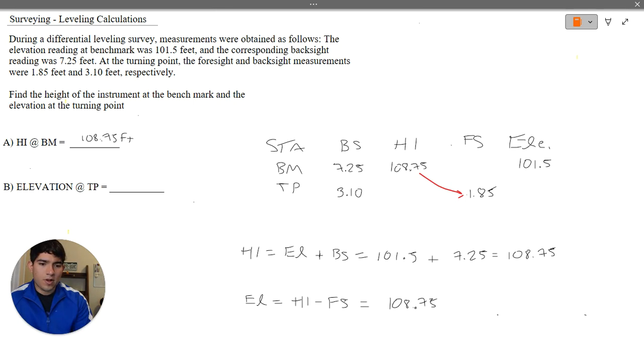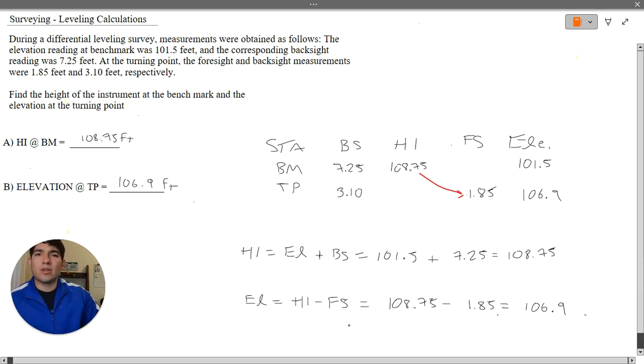108.75 minus 1.85 is going to equal 106.9. And we'll go ahead and finish our table. 106.9. And that's going to be our answer for the second part of the problem.